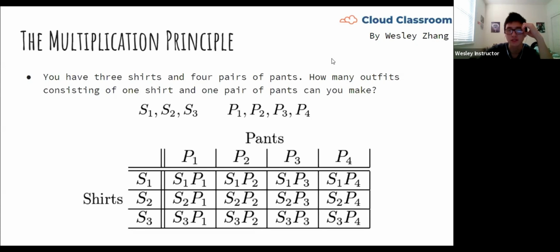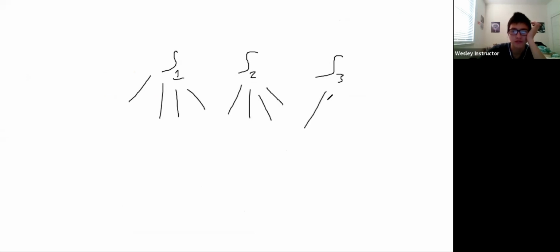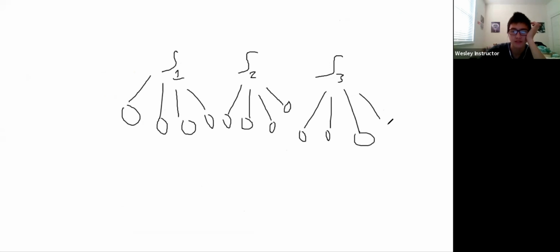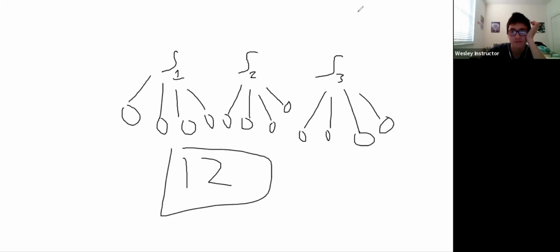Okay, another way you guys can do it is by using a tree. So I have shirt one, two, three. And I have four pairs of pants. I can pair four pairs of pants with this shirt, four pairs of pants with this shirt, and four pairs of pants with this shirt. So one, two, three, four, five, six, seven, eight, nine, 10, 11, 12. 12 outfits. Same thing.